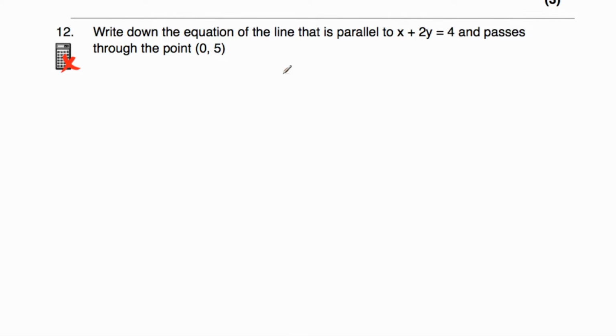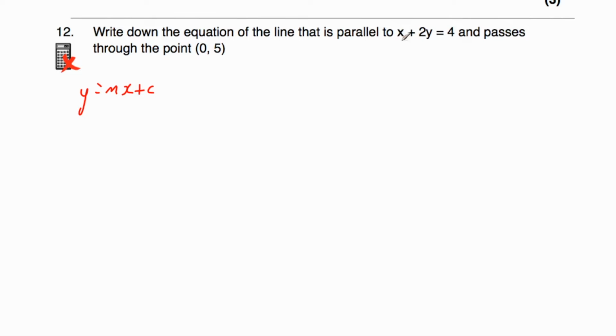Now this question is a bit different than the ones we've looked at so far because this line isn't in the form y equals mx plus c. So whenever you're given something like this where you've got x plus 2y equals a number, you'll want to rearrange it and make y the subject if you can. So let's rearrange this and make y the subject.